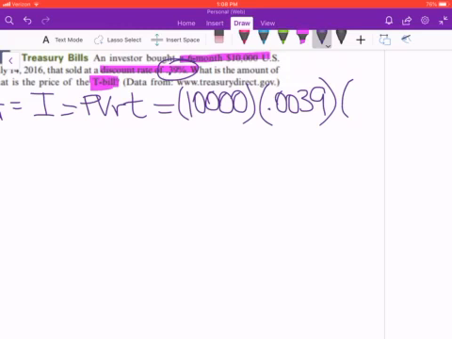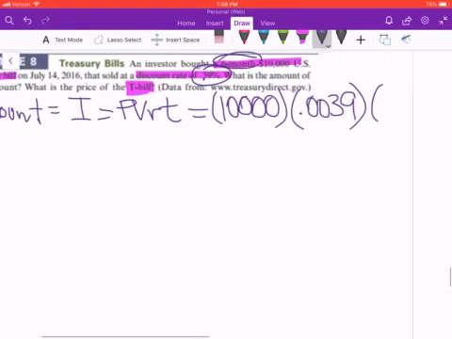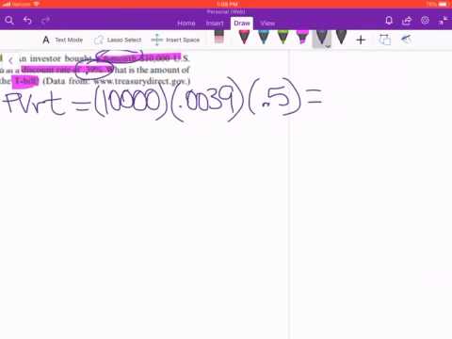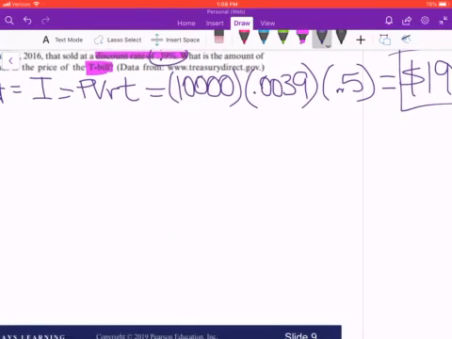And then for the time, we have 6 months, so that would be 6/12, or we may say 0.5. So I'm going to use 0.5 in this case. And so the discount, or the interest that could have been made, that will become the discount. So 19.50.